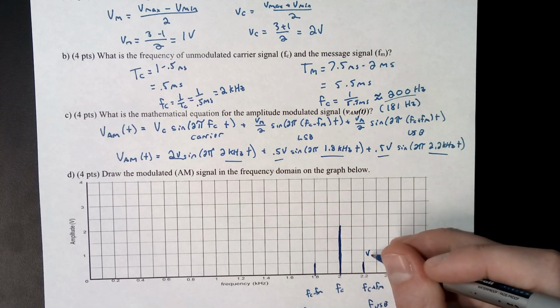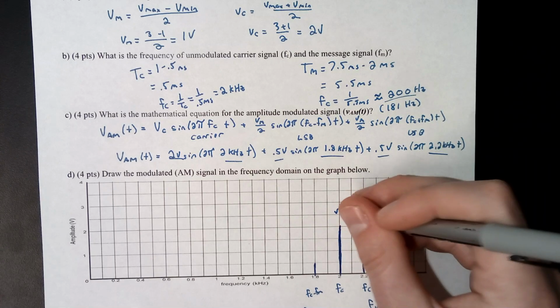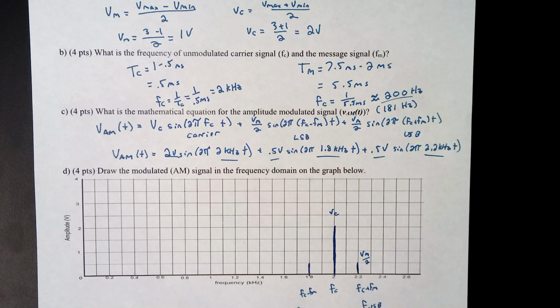Again, these points are at Vm over 2 and Vc, just in case we ask you to do it the other way around and translate it back to the original signal. We have to remember that what we're showing here is the unedited carrier amplitude, the unedited carrier frequency, and then the sideband frequencies for the modulated signal, and the halved amplitude for the modulated signal. So that's it.